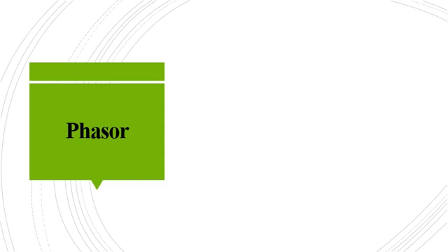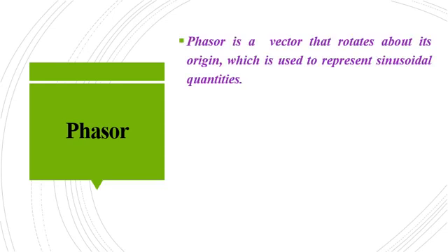So, what is a phasor? Phasor is actually a vector. That means it will have both magnitude as well as direction. But the difference is that it can rotate about its origin. That is, it will always change the direction to which it is pointed; it keeps on rotating. So these phasors are mainly used to represent sinusoidal quantity.